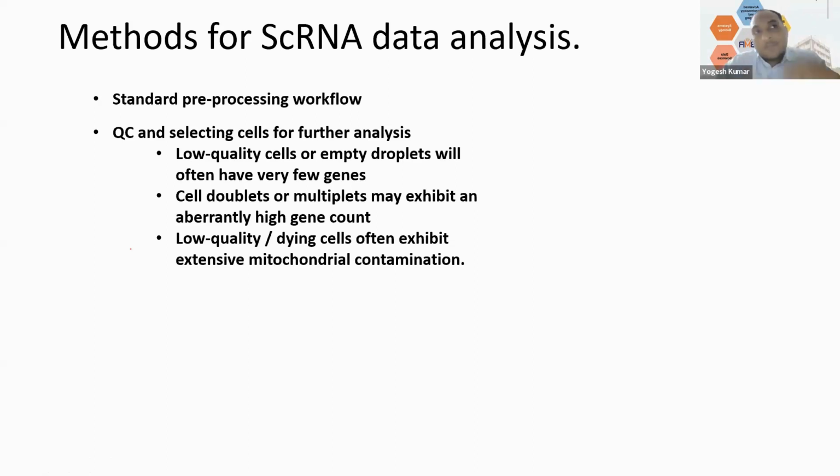You prepare the sample, you send the sample to the sequencer, and the sample was not handled properly, or it was not kept at the appropriate temperature, then your cells will die, and then you also get some mitochondrial contamination. So you have to keep all these things in your mind when you filter out low quality or dying cells that exhibit an extensive mitochondrial contamination.